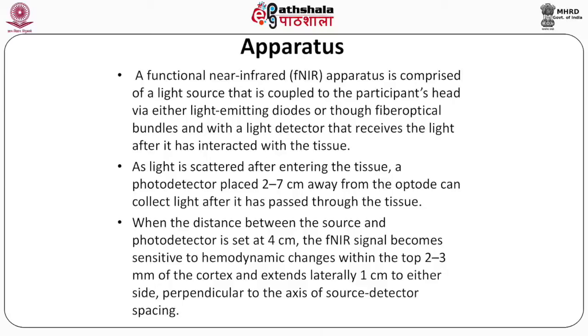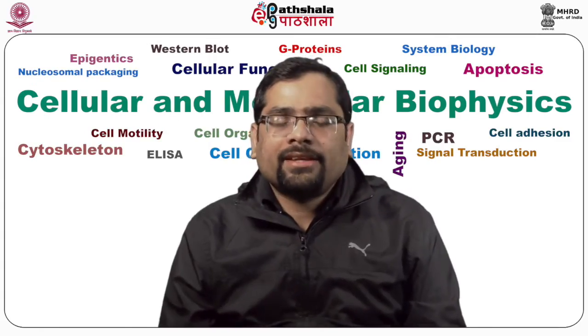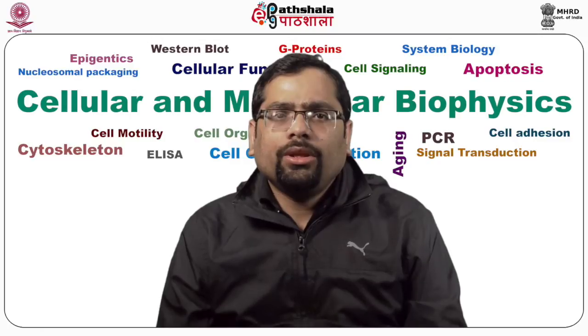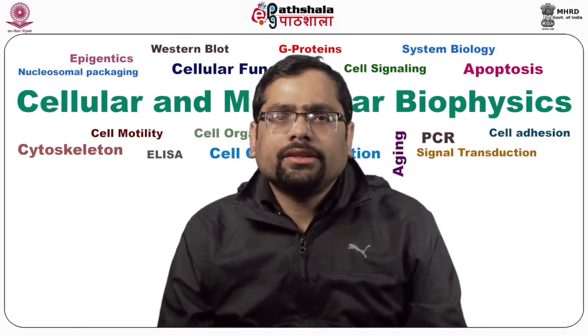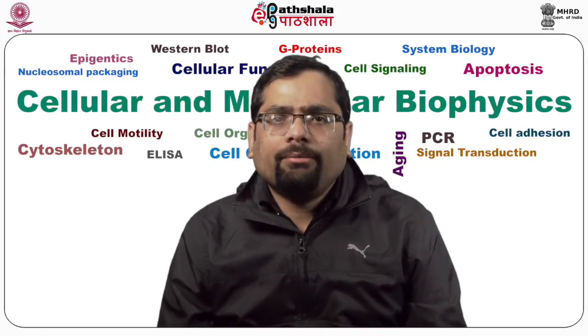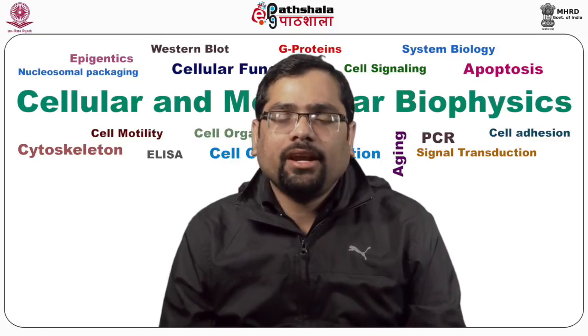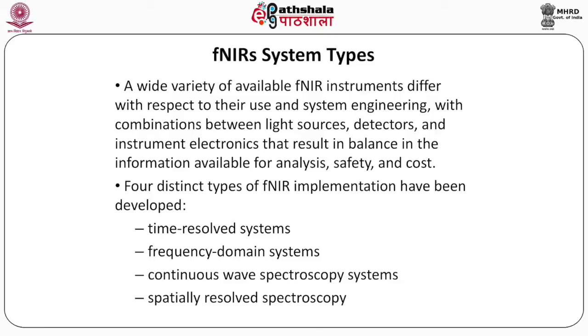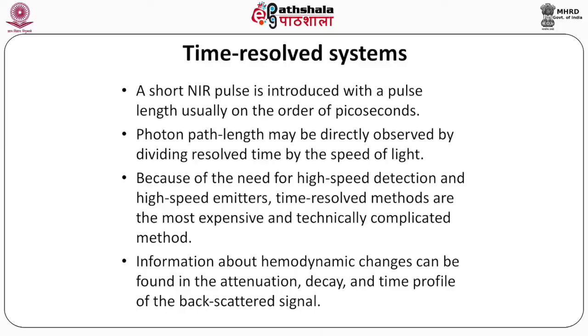Coming to the various fNIRS system types, we have several. A wide variety of available fNIRS instruments differ with respect to their system engineering, with combinations of light sources, detectors and instrument electronics that result in a balance in the information available for analysis, their safety and cost. So the techniques basically differ in their system engineering. There are 4 distinct types of fNIRS implementation developed till now: first, time resolved systems; second, frequency domain systems; third, continuous wave spectroscopy systems; and fourth, spatially resolved spectroscopy systems. So we will talk about them one by one.